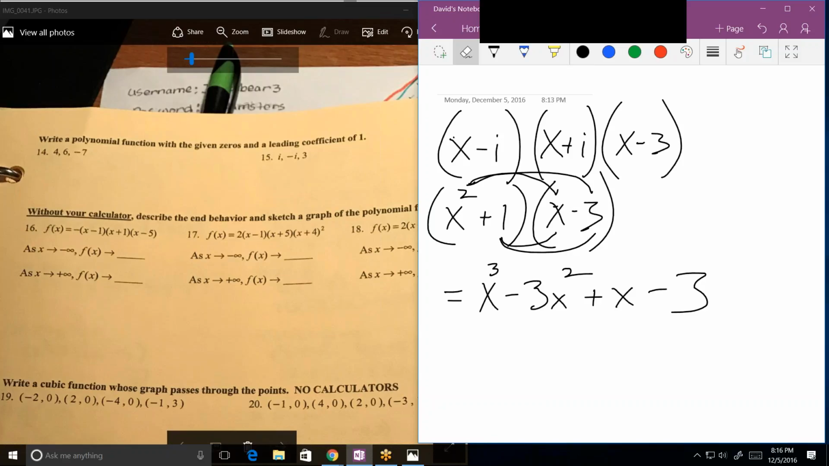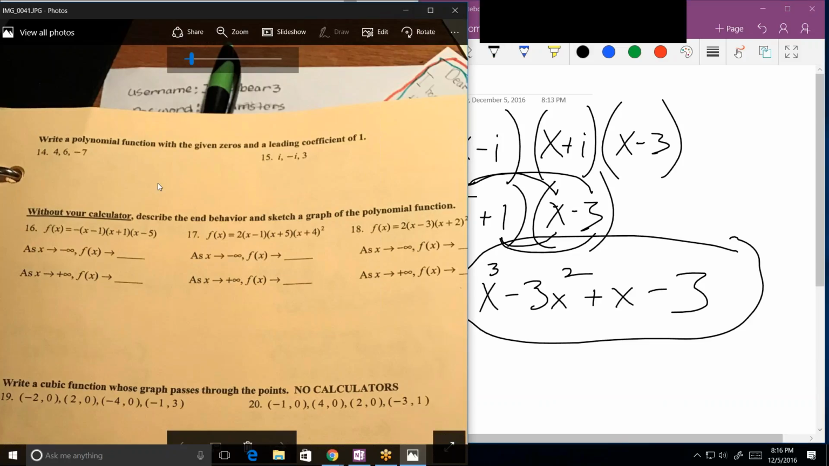Like I said, it wouldn't have to be 1. All I know is that all that together equals 0. So I could multiply both sides of the equation by 3 easily, and then I have a leading coefficient of 3. So had they said it has to have a leading coefficient of 3, then I would have taken this and multiplied every term by 3.